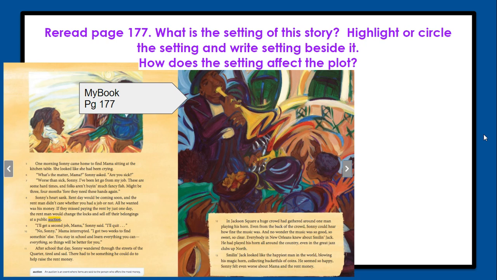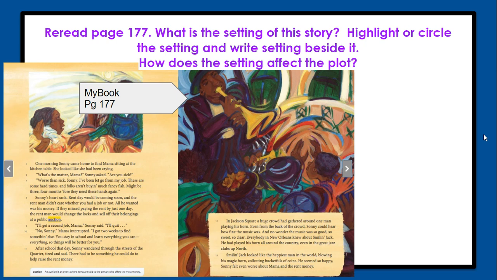In Jackson Square, a huge crowd had gathered around one man playing his horn. Even from the back of the crowd, Sonny could hear how fine the music was. And no wonder the music was so good, so sweet, so clear. Everybody in New Orleans knew about Smilin' Jack. He had played his horn all around the country, even in the great jazz clubs up north. Smilin' Jack looked like the happiest man in the world, blowing his magic horn, collecting bucketfuls of coins. He seemed so happy. Sonny felt even worse about Mama and the rent money.